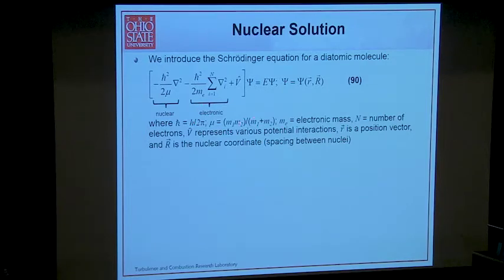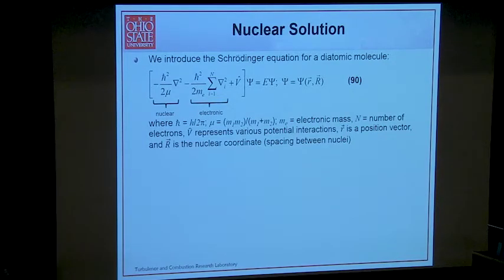We have our reduced mass between the two atoms. We have our electronic mass. We have the number of electrons, so we have to summate over all the number of electrons. We have some sort of potential interaction. We can think about this as we simplify it. This is just potential energy. Little r is a position vector at any point in space, and capital R is the nuclear coordinate, the spacing between the nuclei. And then this is, of course, our wave function. So that's Schrodinger's equation.